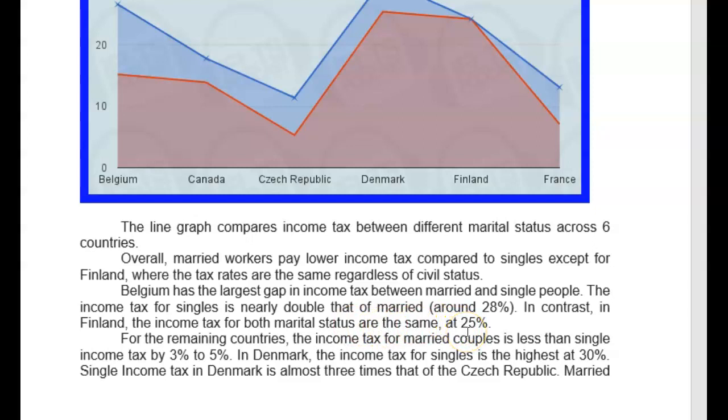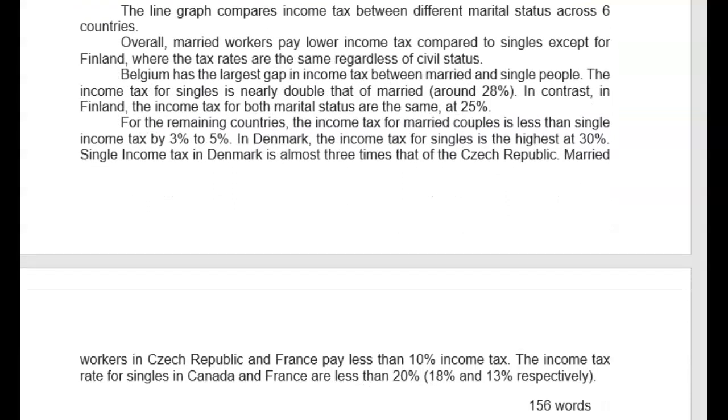For the remaining countries, the income tax for married couples is less than single income tax by 3 to 5%. In Denmark, the income tax for singles is the highest at 30%. Yes, okay. Single income tax in Denmark is almost 3 times that of the Czech Republic. Okay. Let's see. Married workers in Czech Republic and France pay less than 10% income tax. The income tax rate for singles in Canada and France are less than 20%.